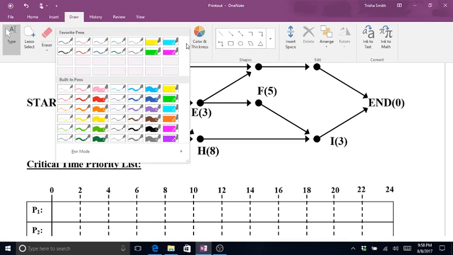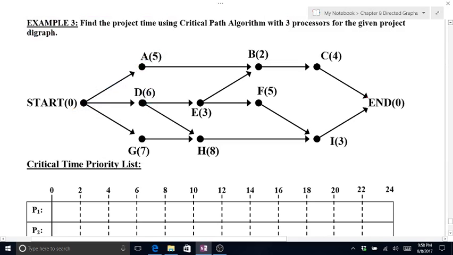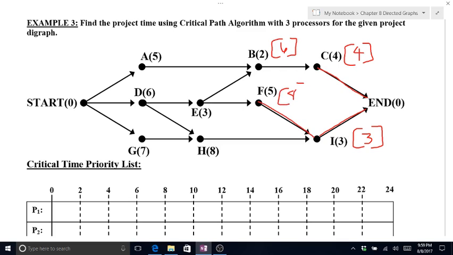First things first, critical times. End leads to C, that gives it a critical time of 4. End leads to I, that gives it a critical time of 3. C leads backwards into B. It's the only thing that leads backwards into B, so that gives B a critical time of 6. 4 and 2 is 6. I goes backwards into F, so that gives F a critical time of 8. I goes backward into H, so that gives H a critical time of 11.